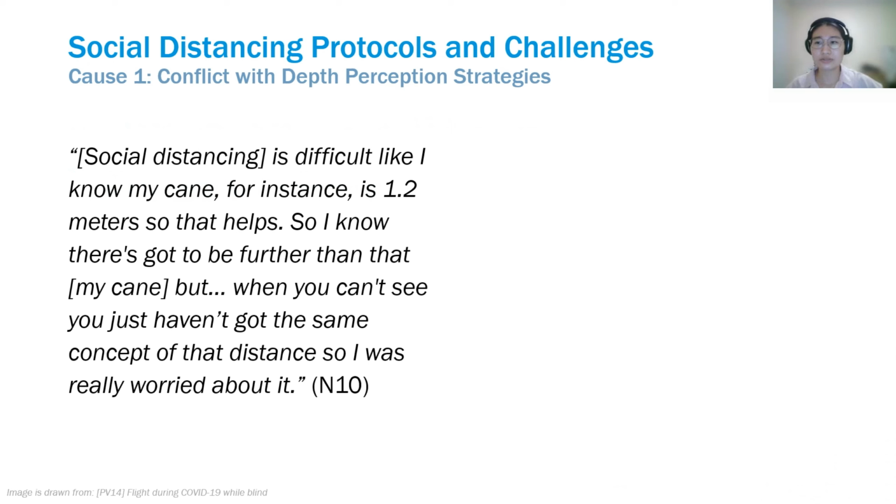One cause for social distancing challenge is a conflict with visually impaired people's depth perception strategies. 2 people with visual impairments depicted in the videos use the length of a white cane for reference to get awareness of the social distance. N10 said, quote, "Social distancing is difficult, like I know my cane, for instance, is 1.2 meters, so that helps. So I know there's got to be further than that, but when you can't see, you just haven't got the same concept of that distance, so I was really worried about it."